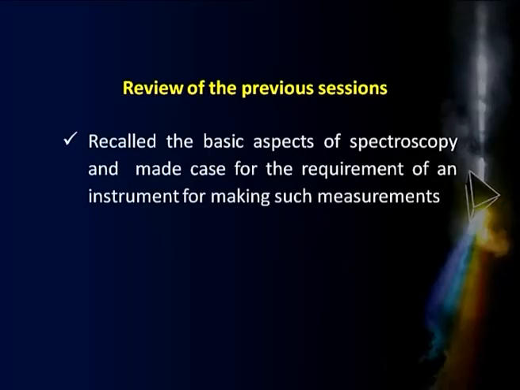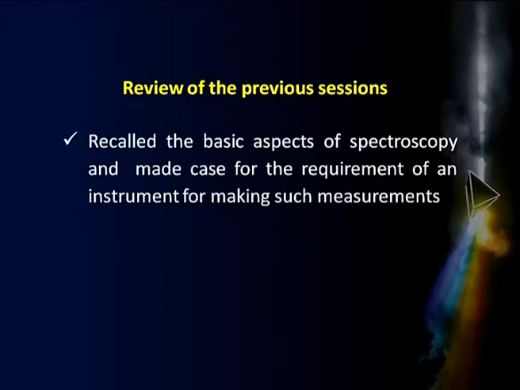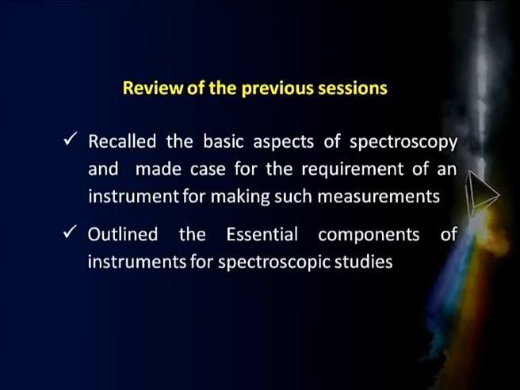Now, let us try to recall what we did in the previous session. We started with recalling the basic aspects of spectroscopy. That is, spectroscopy is a study of interaction of radiation and matter, and in this process we made a case for the requirement of an instrument to make such a measurement. That means, if I want to measure the interaction of radiation and matter, I must have a device for doing this. In this context, we outlined that there are certain essential components required for the instruments used for the purpose, and we realized that there are 5 essential components.